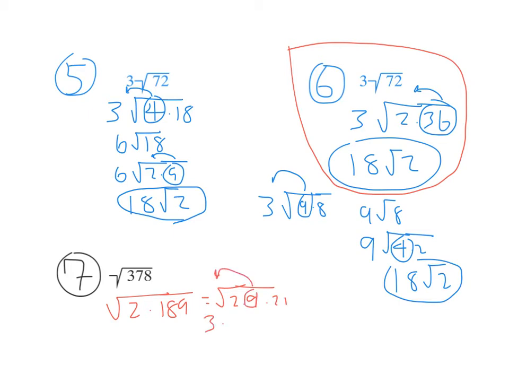I can pull that out, so I get 3 radical 2 times 21, and I can't do anything with the 2 or the 21. I can rewrite 21 as 7 times 3, but neither of those are perfect squares. So instead of leaving it like that, I have to multiply that back. So this will be 3 radical 42.